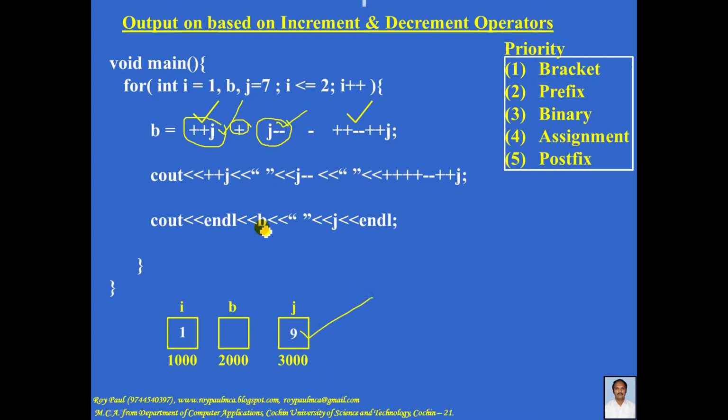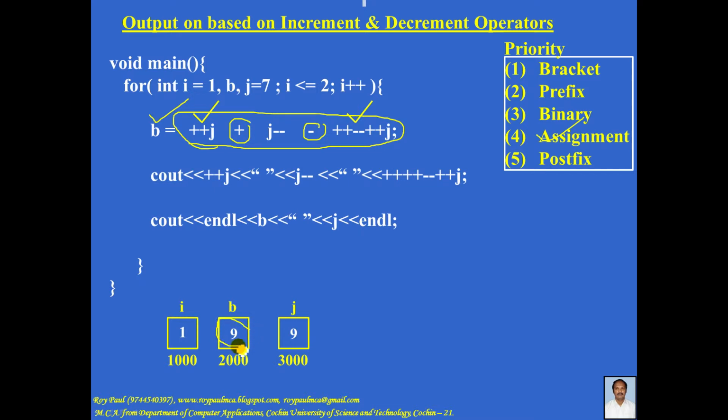Your J contains 9, so it becomes 9 plus 9, 18. 18 minus variable on the right hand side, variable is J. So 9 plus 9, 18. 18 minus 9, 9. So after calculating the binary operators, you get the answer 9. After binary, assignment. So the answer that you got here, 9, should be assigned to B. So your B contains 9.